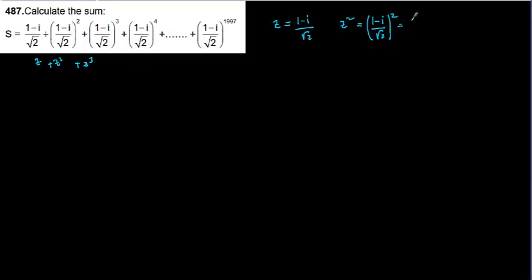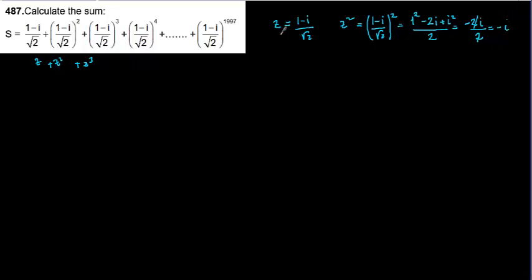Directly getting the square of it: 1 squared minus 2i plus i squared, all over root 2 squared, which is 2. So it's 1 minus 2i plus i squared over 2. I squared is equal to minus 1, and 1 minus 1 is equal to 0, so it's equal to minus 2i over 2. If you simplify the answer, it's equal to minus i.